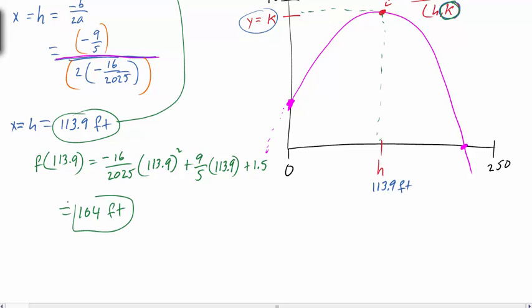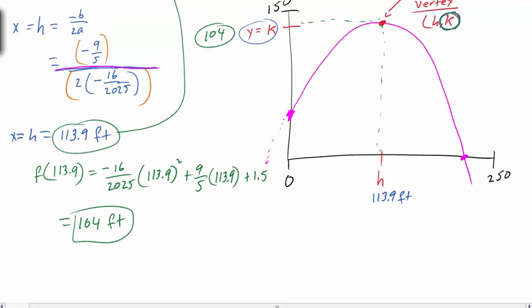So this here is giving us the height. So this is occurring at 104, the actual height that the ball has traveled. This is the highest the ball will go, this 104 feet. So that is our k value here, 104, and the x coordinate is the 113.9. So that is our vertex, 113.9 and 104.